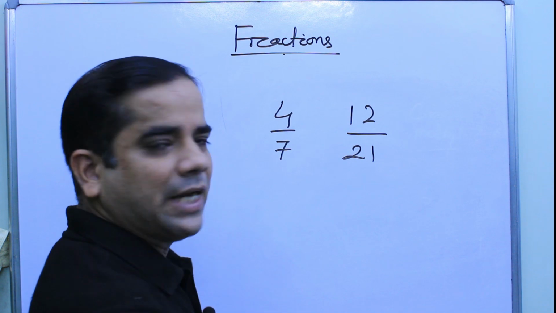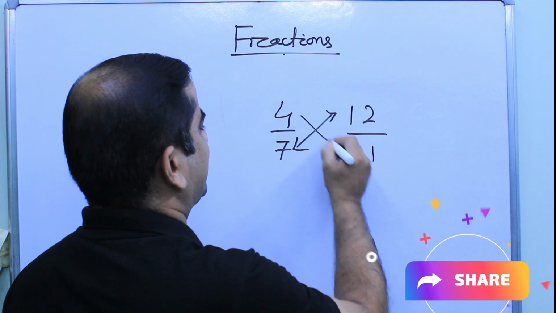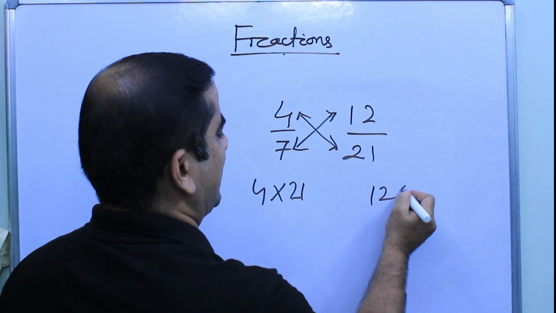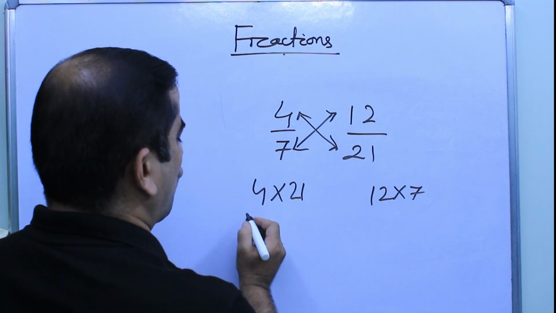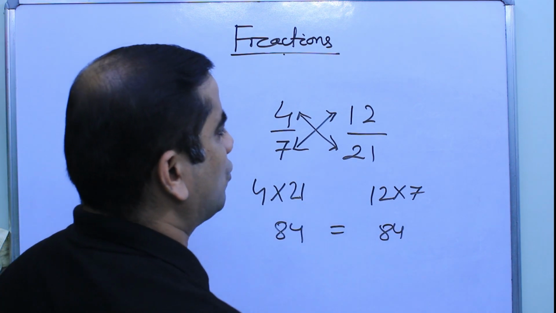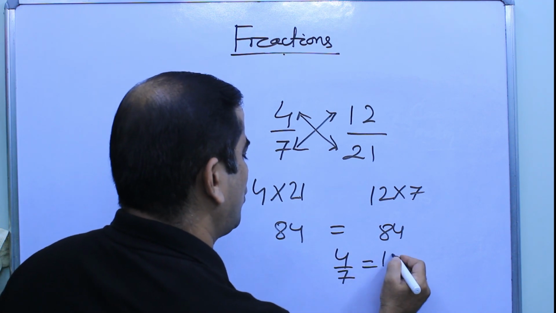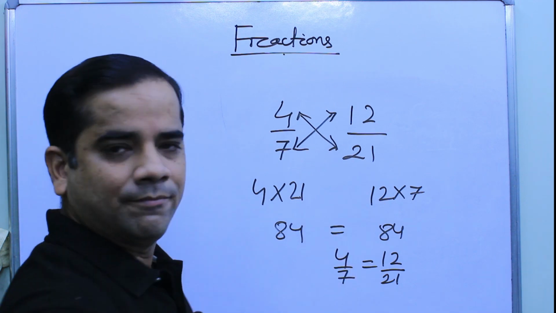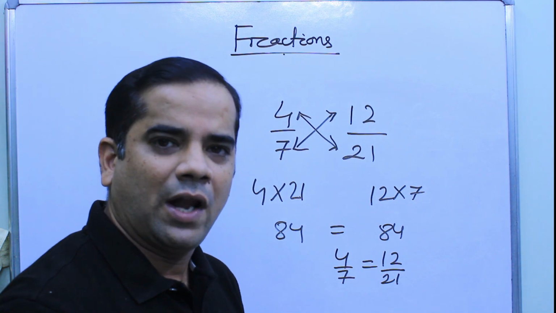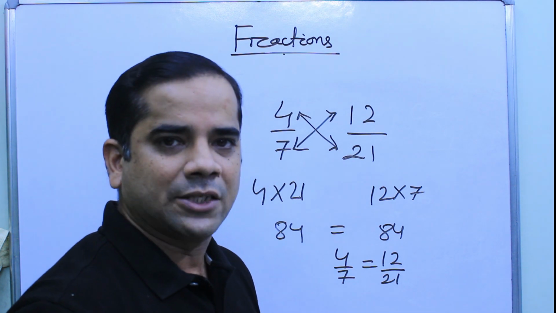So now I am going to check whether they are equivalent or not. How can we do it? We can cross multiply and find the values. So 4 into 21 and 12 into 7. 21 4s are 84, 12 7s are 84. They are equal in value. So with this we confirm that 4 by 7 is equal to 12 by 21. So in this way we can confirm whether given fractions are equal or not by cross multiplying the numerators and the denominators of the fractions.